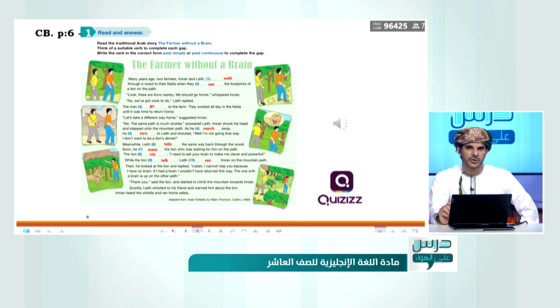Let's go to class book page 6, will you? Activity 1, read and answer. Read, Ahmed. Read a traditional Arab story, The Farmer Without a Brain. It's a traditional story, it could be a legend. Think of a suitable verb to complete each gap. I have already given you the verbs here, but I want you to use these given verbs to complete the story. Use past simple or past continuous to complete the gap.